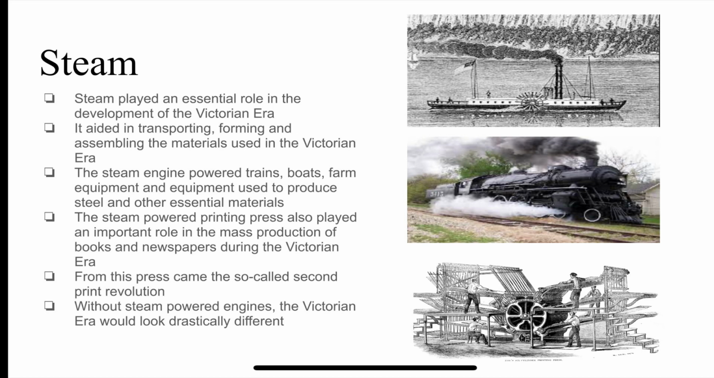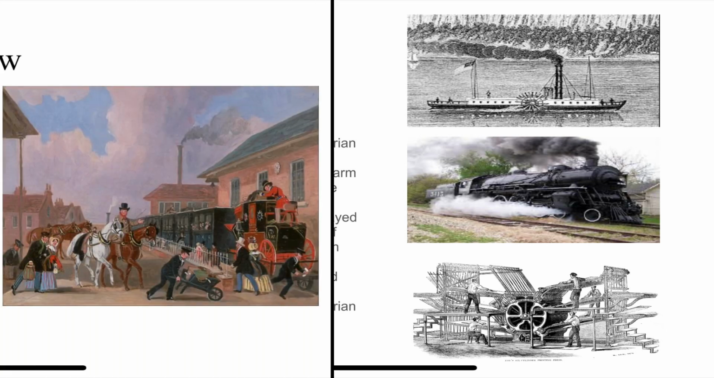Steam. Steam played an essential role in the development of the Victorian era. It aided in transporting, forming, and assembling the materials used in this era. The steam engine powered trains, boats, farm equipment, and equipment used to produce steel, as well as other essential materials. The steam-powered printing press also played an important role in the mass production of books and newspapers during this era. From this press came the so-called Second Print Revolution, and without steam-powered engines, the Victorian era would look drastically different.